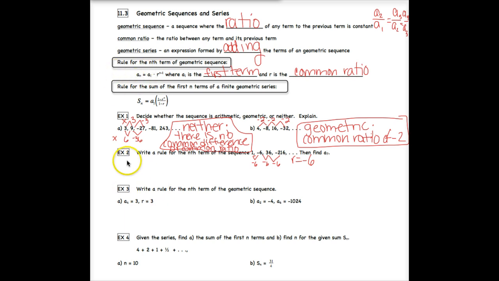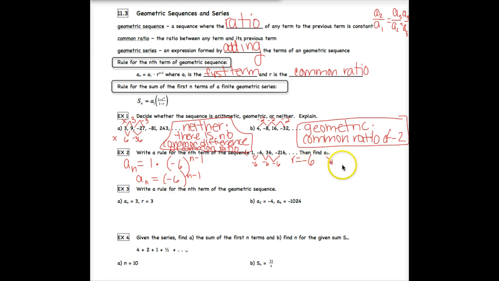Which means I can go ahead and use my geometric rule. So a sub n is going to equal a sub 1, the first term, which is 1, times r, which we already just found. r is negative 6, raised to the n minus 1. So I always need to simplify. The only thing that needs simplifying here, because obviously I can't do the power since I've got a variable, is 1 times anything is just itself. So we're going to simplify that to just negative 6 to the n minus 1. So there's my rule.